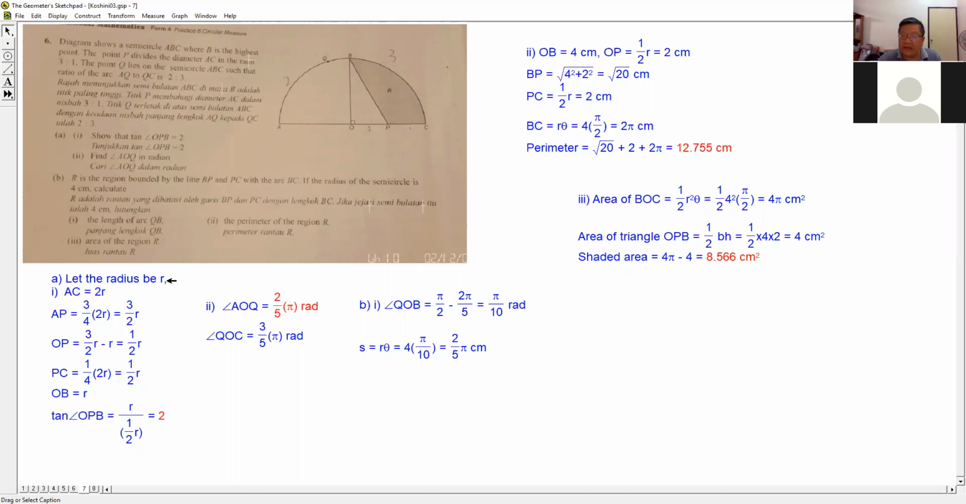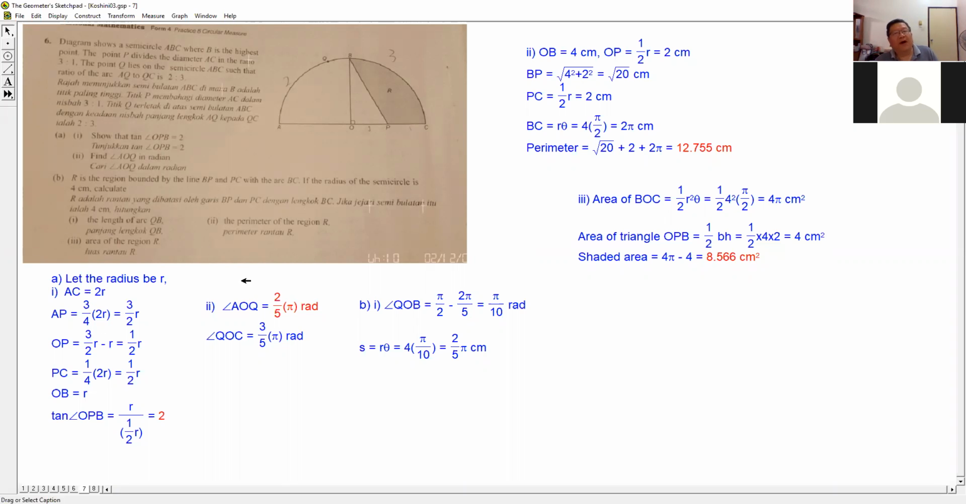If you don't know the radius and you need to use the radius, it will cancel off finally, because this is ratio. The radius will cancel finally. So let the radius be R. Then this diameter AC is actually 2R. Now, we come to this AP. AP and PC, all together, is 3:1. So all together it is divided into 4 parts.